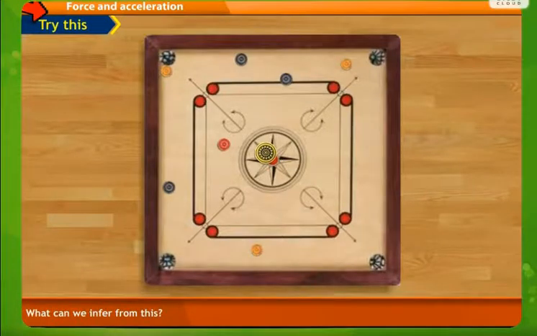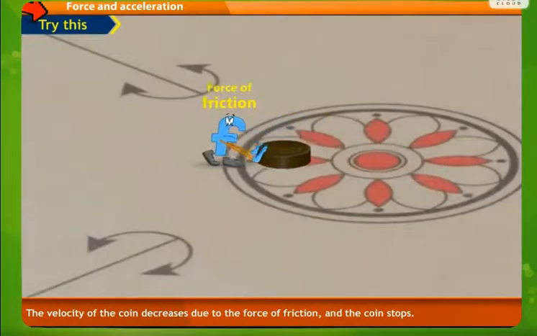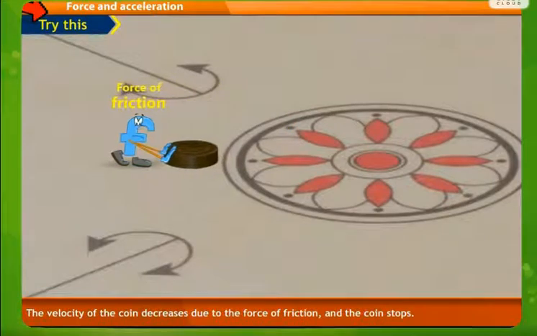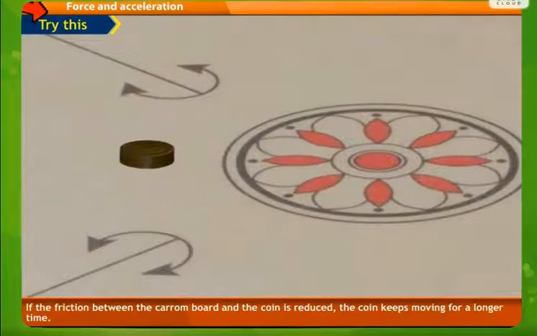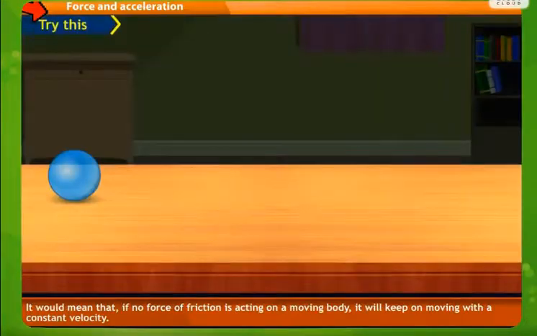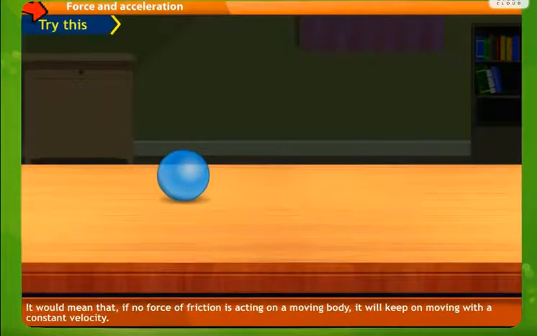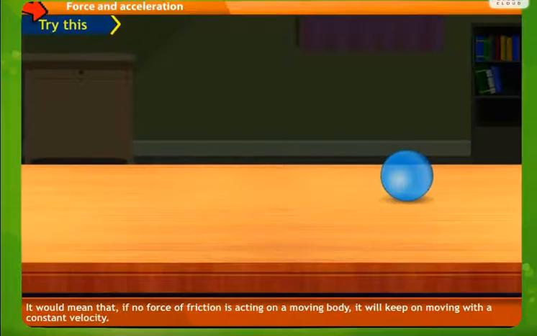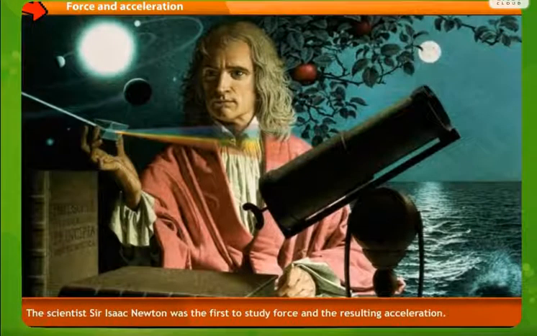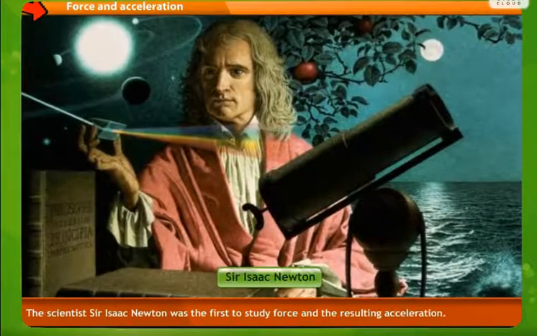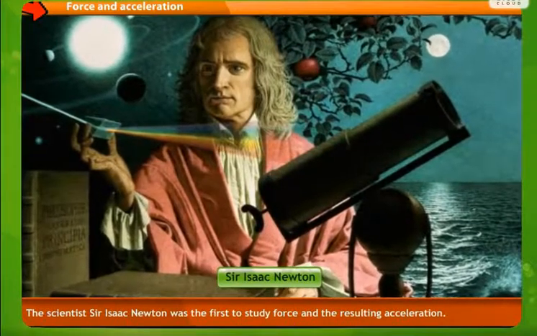What can we infer from this? We conclude that the velocity of a coin decreases due to the force of friction and the coin stops. If the friction between the carom board and the coin is reduced, the coin keeps moving for a longer time. It would mean that if no force of friction is acting on a moving body, it will keep on moving with a constant velocity. That means the velocity will never change. The marble continuously moves with the same velocity. The scientist Sir Isaac Newton was the first to study force and the resulting acceleration.